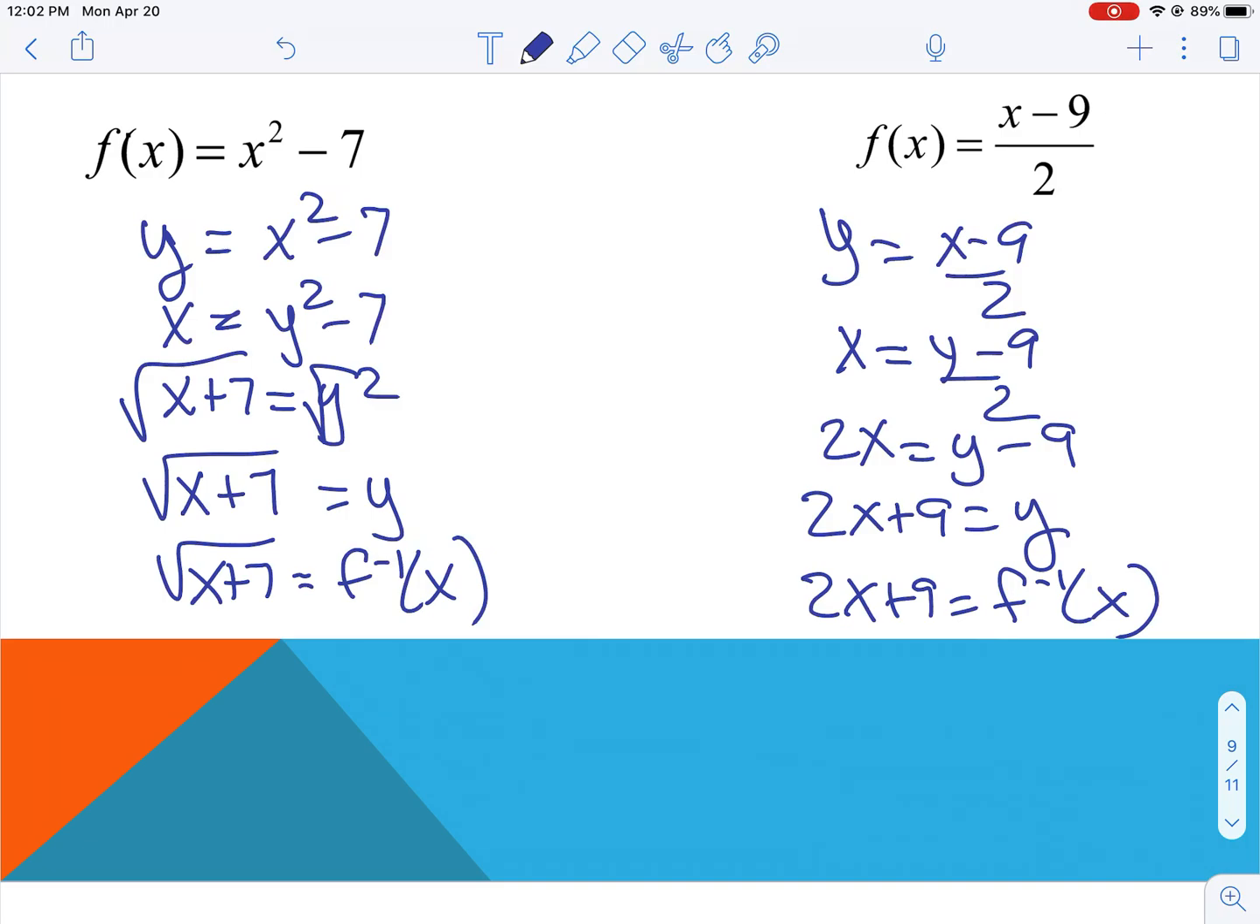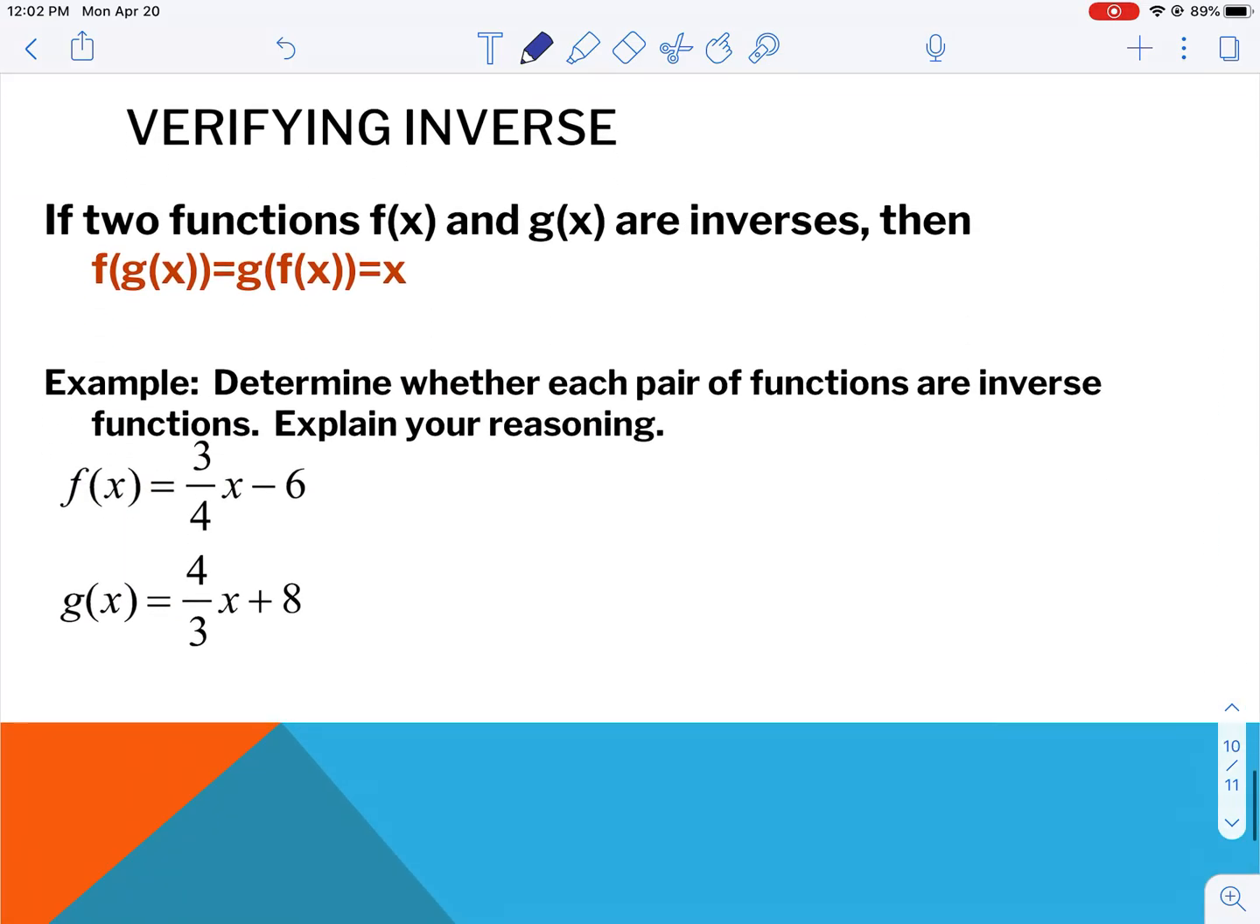This next little part is only for honors. So if you're non-honors, this hopefully gives you enough so you can go try the little Google slide and the Google form. Okay, if you are in honors, we need to do verifying inverses. So if you want to tell if two equations are inverses of each other, you have to do f of g and g of f, and they both have to come out to be x. If you don't get an x when you're doing this, then it's just not an inverse.